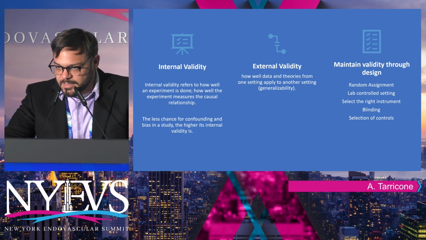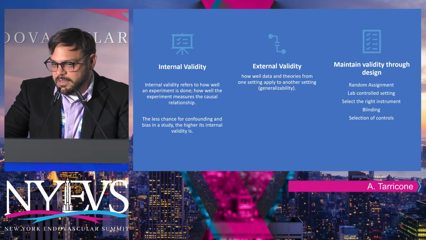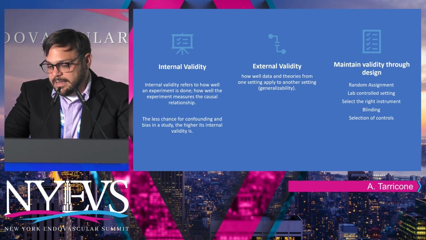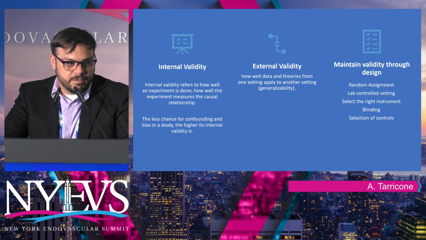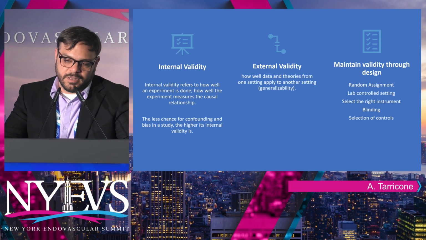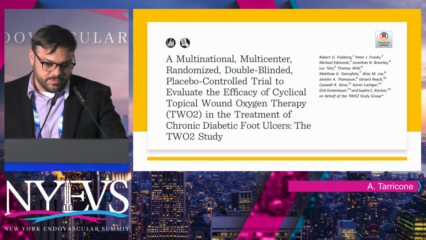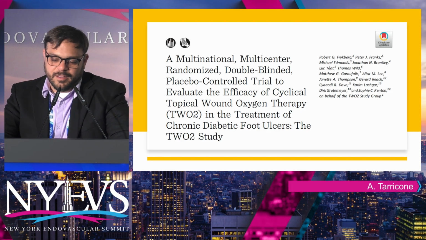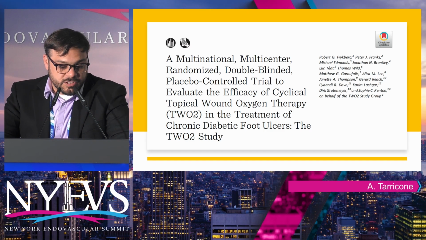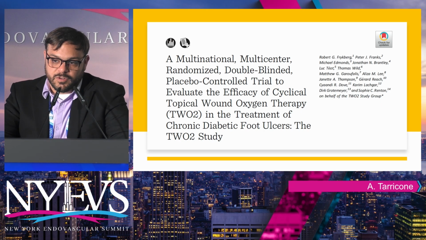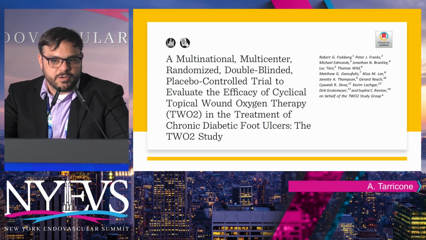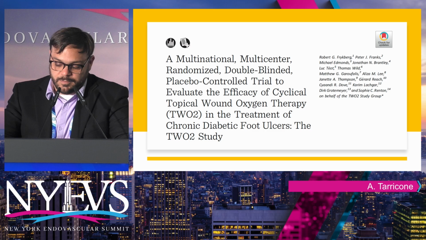So it's very important to keep these things in mind when we're reading studies. This might be an interesting study, but does it apply to the patient that's in my chair or the people that I see generally? And how do we maintain this? We do it through random assignment to limit bias and increase validity, lab-controlled testing, selecting the right instrument, blinding, etc. Okay, so this is one of my favorite studies to use, from Bob Freiberg. This is a great study. It's a randomized, double-blinded, placebo-controlled trial looking at topical oxygen for the treatment of chronic diabetic foot ulcers. I'm not going to really get into this particular study, but I'm going to pick the statistical tests that he used and go through each one of them. This way we can all understand them as we go through.